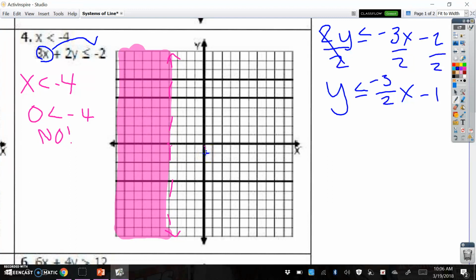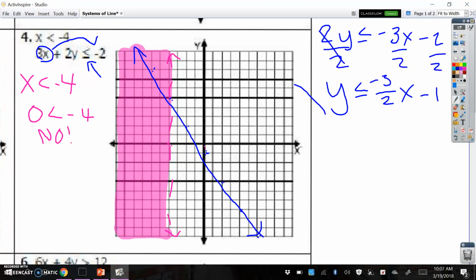The slope is going to be a negative 3 over 2, so it should go down. Down 3 over 2. Down 3 over 2. Down 3 over 2. Up 1, 2, 3 over 2. Is this line going to be solid or dotted? It's solid because we have that line underneath it.